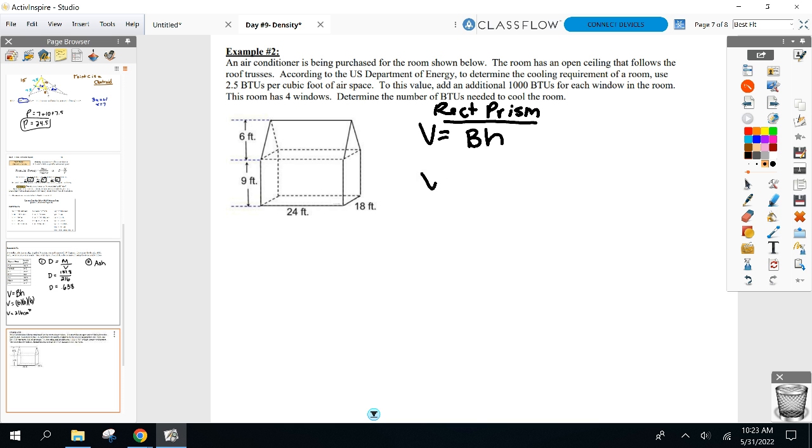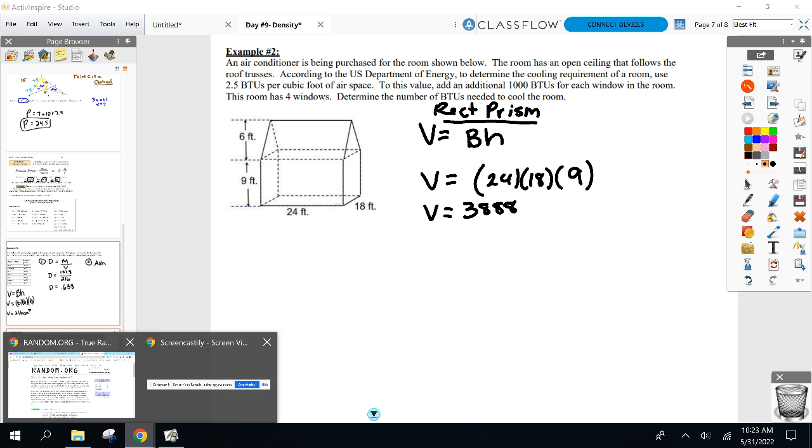BH. All right, what are you multiplying together for the rectangular prism on the bottom? The area of the base times its height. 24 by 18 by the height, 9. There you go. There's your volume of the rectangular prism. I'll do it along with you. What do I get there? 3,888. And what do I have on top now that I also have to calculate the volume of?